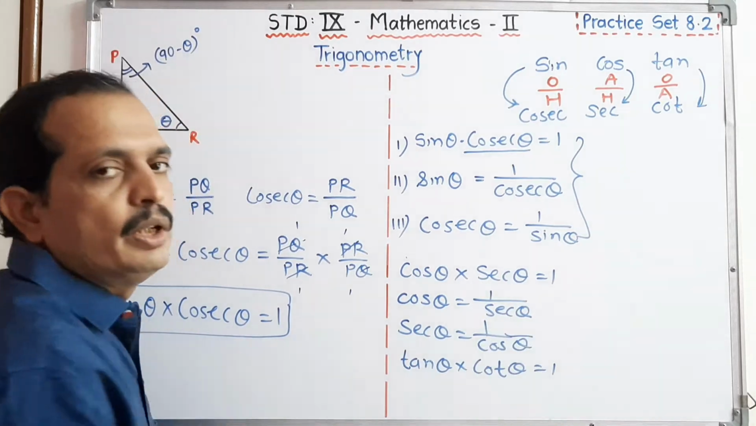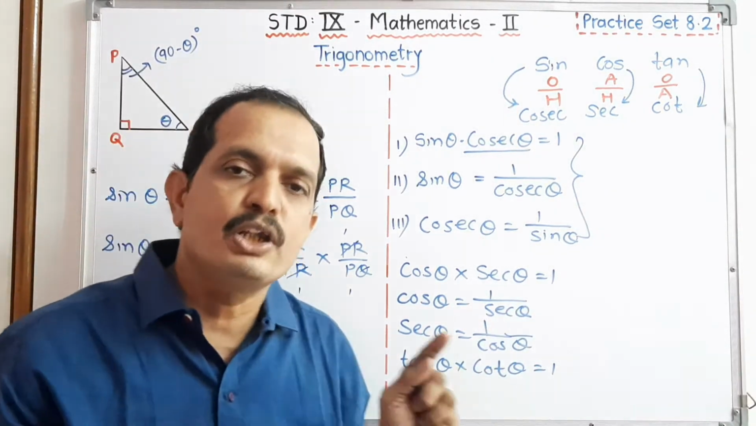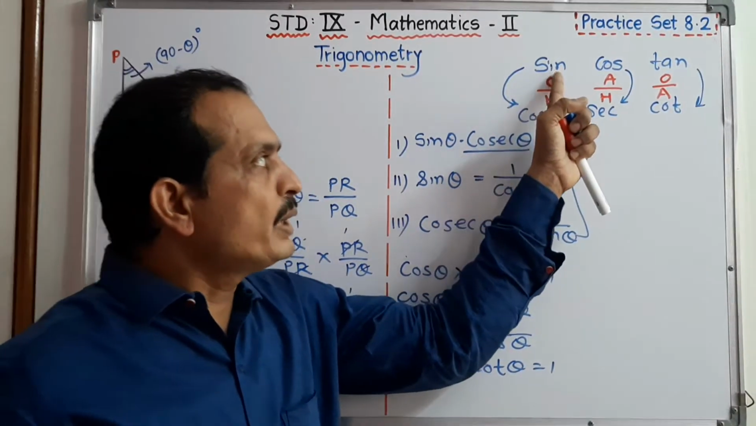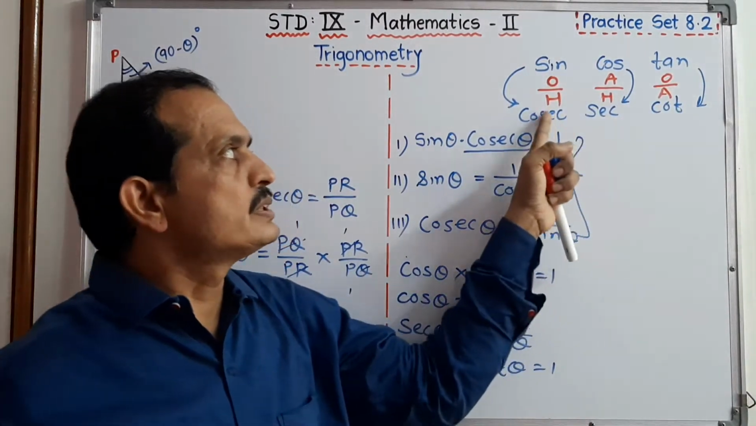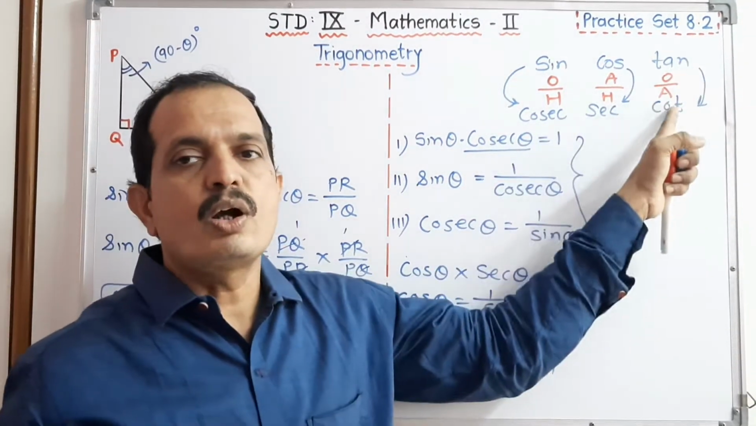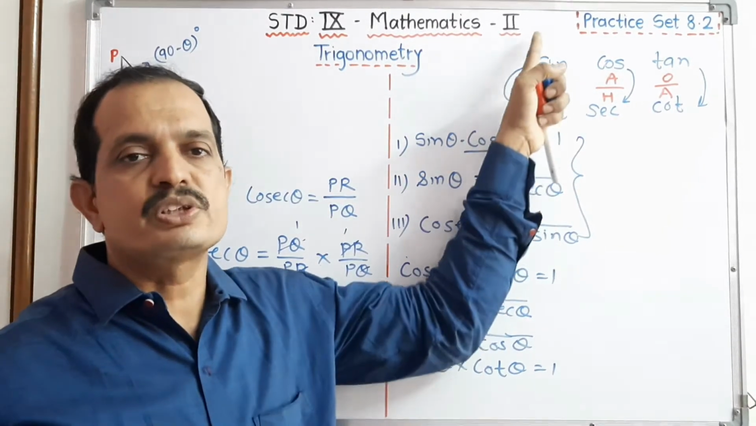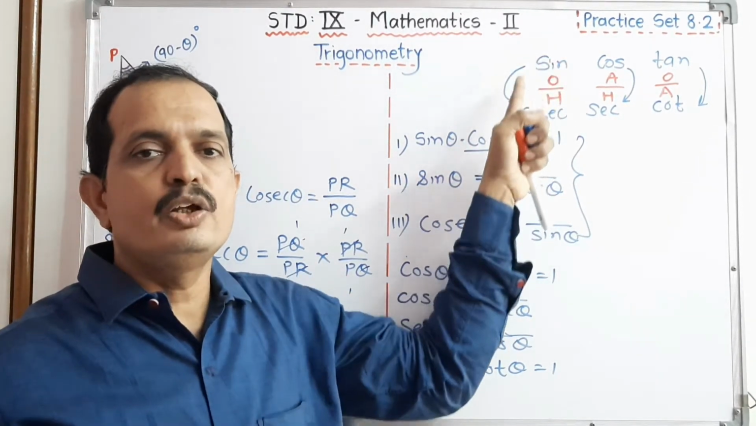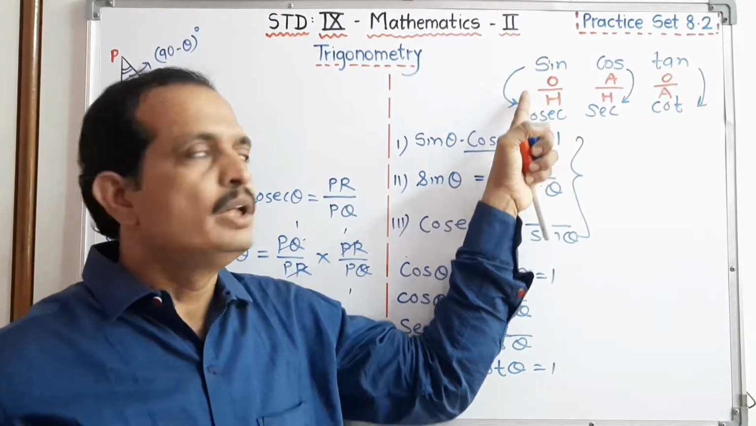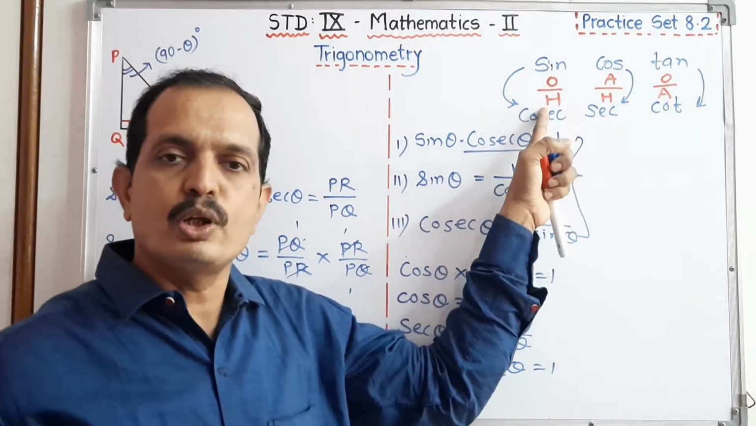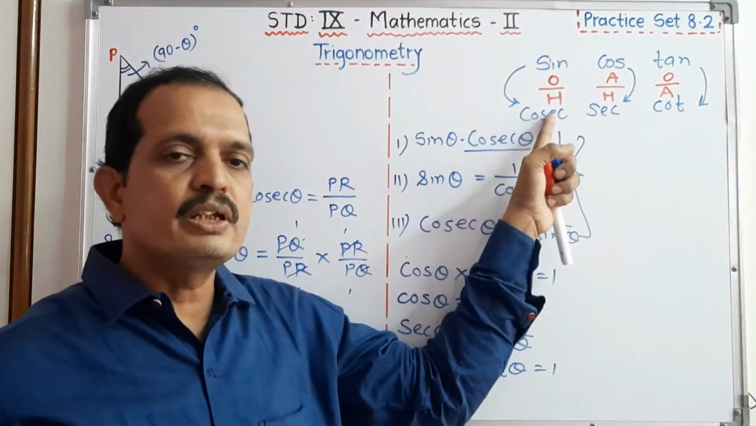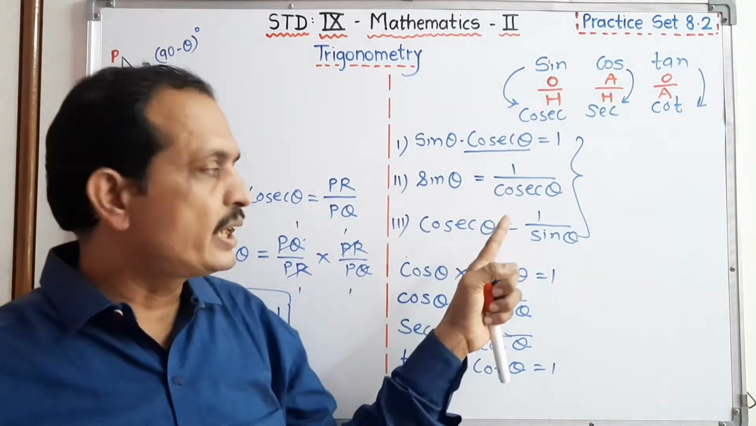Dear student, it is very easy to remember if you remember this sequence-wise: sine, cos, tan, cot, sec and cosec. Therefore, the relation is between sine and cosec. Sine theta into cosec theta is equal to 1. Sine theta is equal to 1 upon cosec theta, or cosec theta we can convert into 1 upon sine theta.